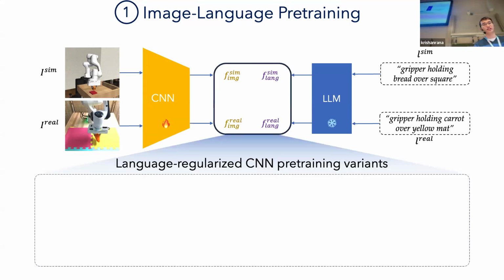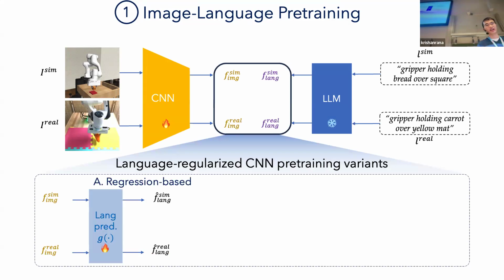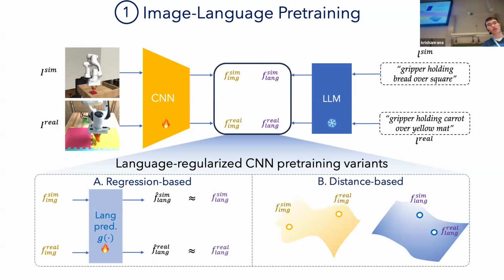We experiment with two pre-training variants. A is regression-based, so the CNN must predict the language embedding, the description embeddings for each image observation with a learned linear layer. However, we thought that this might be too strong of an objective, so we additionally experiment with a more relaxed objective, B, distance-based, where the CNN must learn to embed the sim and real image embeddings such that their distance approximates the distance between the corresponding language embeddings.